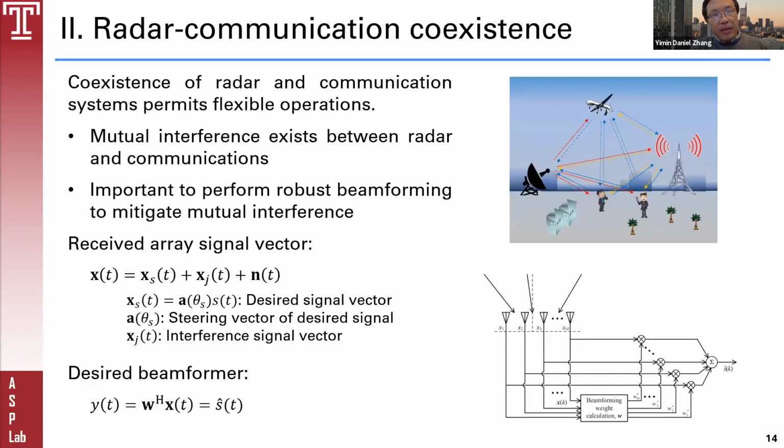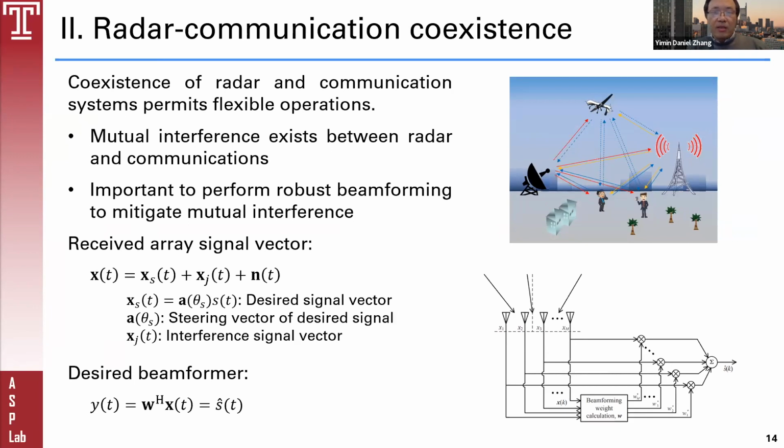Okay, so in the second part, I will talk about radar communication coexistence. Coexistence of radar and communication systems would permit more flexible operations. One problem is that mutual interference would exist between radar and communication systems because they are transmitting their own respective waveforms. So it is important to perform robust beamforming to mitigate mutual interference.